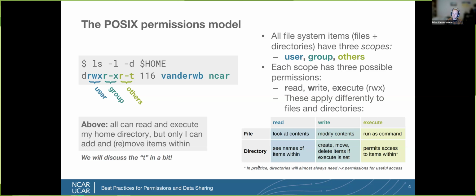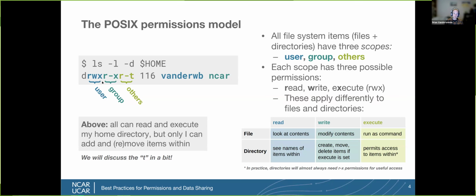But in practice, with directories, you're almost always going to need RX permissions combined for useful access, because that allows you to not only see the names of the items within, but also to open them and really enter and traverse that directory. So those are almost always paired at the directory level.